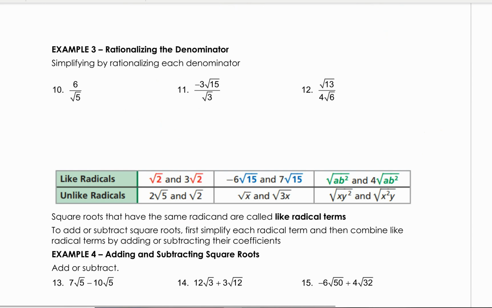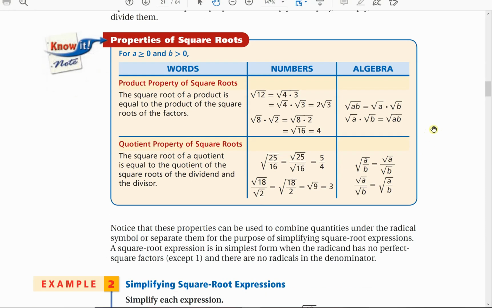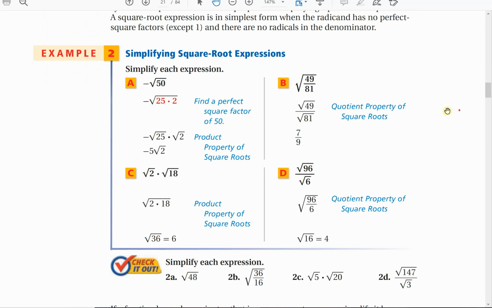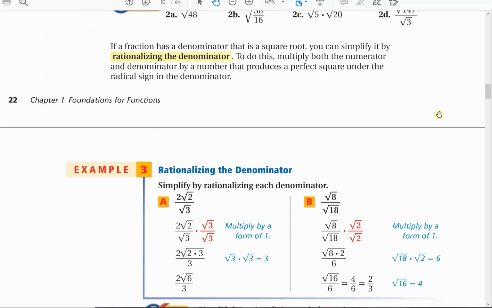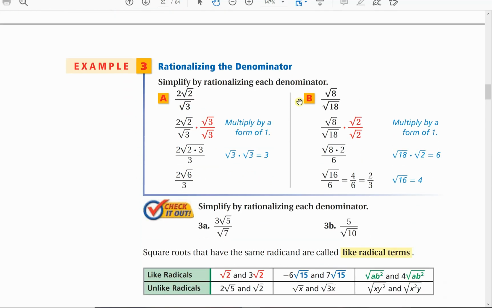All right. The next concept is what we call rationalizing our denominators. And to do that, I'm going to go back to the textbook here, and I'm going to show you how this works. If a fraction has a denominator that's a square root, you can simplify it by what we call rationalizing the denominator. We do not like to divide by radicals, because when you're dividing by any irrational number, it just doesn't work. So what we want to do is multiply both the numerator and the denominator by a number that creates a perfect square in the denominator, so we don't have a radical anymore. So let me show you these examples, and then we'll do some on the note sheet.